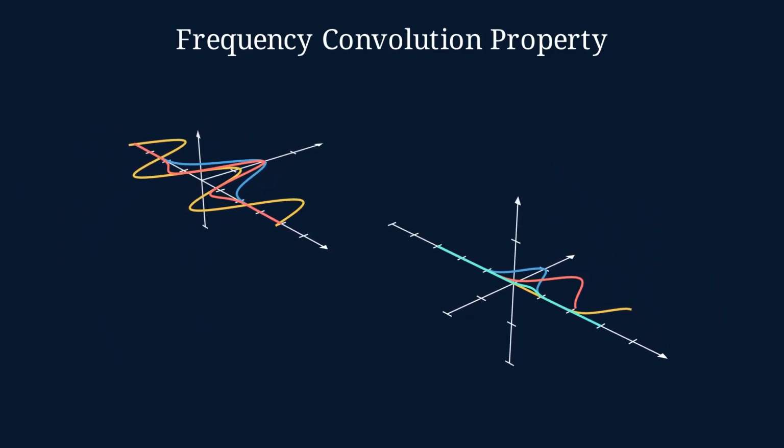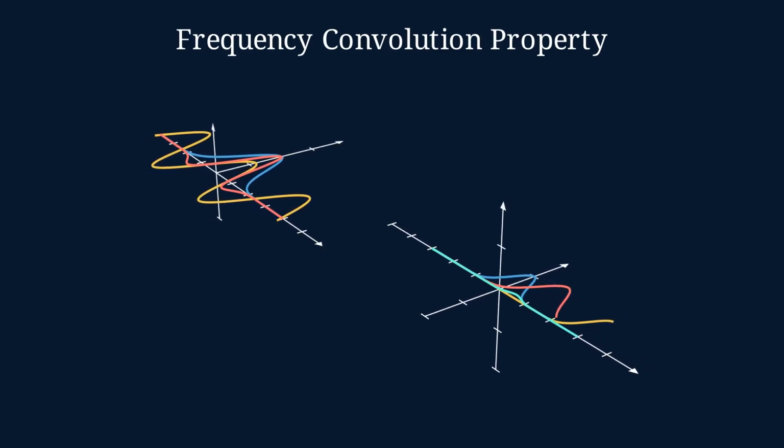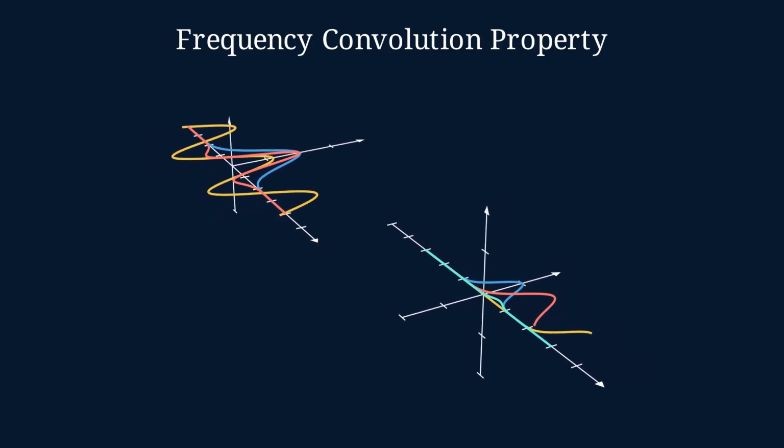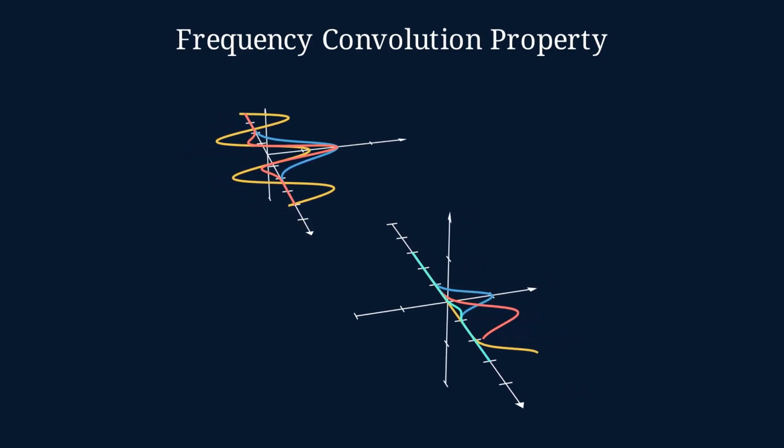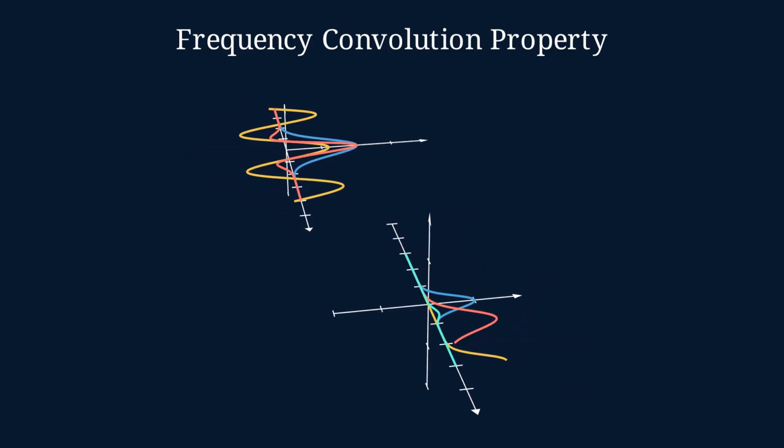In the time domain, this corresponds to multiplication of signals. Frequency convolution reveals how spectral components interact to produce modulation effects. This duality between multiplication and convolution is fundamental in signal processing.